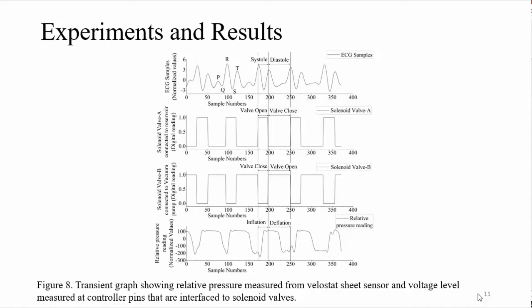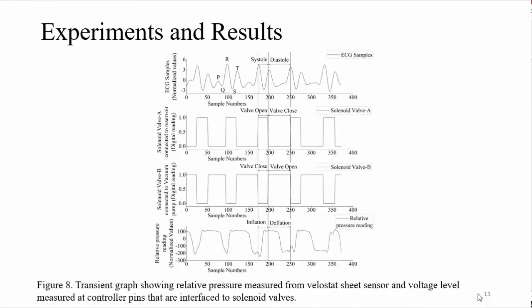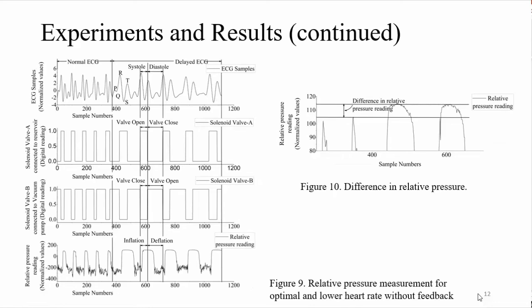So this is when your heart actually compresses, the ventricle compresses. There is a pressure applied on the heart. Your ventricle deflates. That is when the pressure drops from the balloon. So now the problem is, this is for the normal ECG. Now what happens when your ECG expands or compresses?